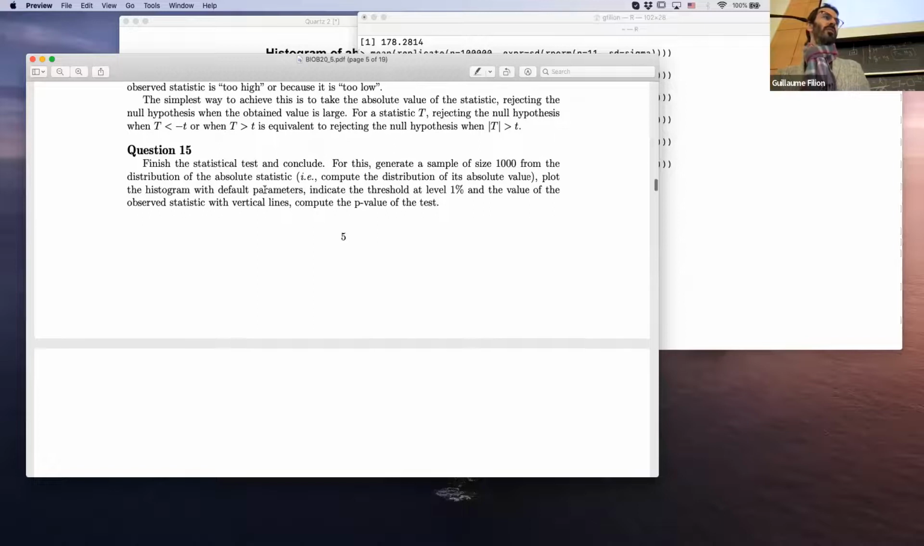Question 15, finish the statistical test and conclude. For this, generate a sample of size 1,000 from the distribution of the absolute statistic. That is to say, compute the distribution of its absolute value, plot the histogram with default parameters, indicate the threshold at 1%, and the value of the observed statistic with vertical lines, compute the p-values of the test. So question 15 is like, do it normally, the way you would do it. Do the histogram, compute the p-value, etc.